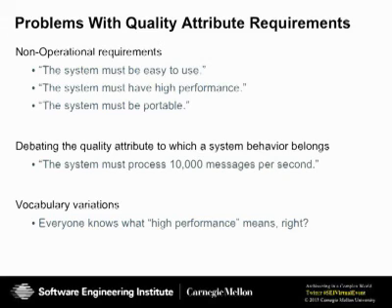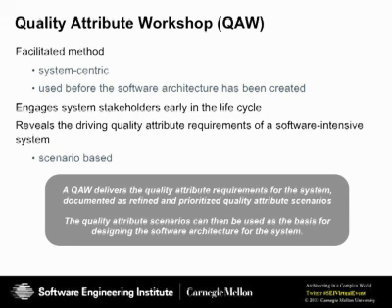And there are different ways to get around these problems, but one tool that you have available to you is called the Quality Attribute Workshop. The Quality Attribute Workshop is a method that was developed at the SEI. It is a 2-day workshop that focuses on working with stakeholders to try to understand the quality attribute requirements of a particular system.